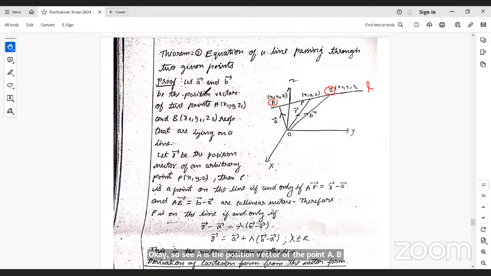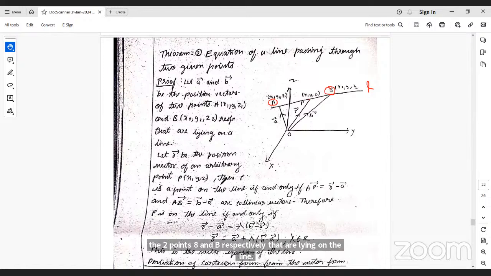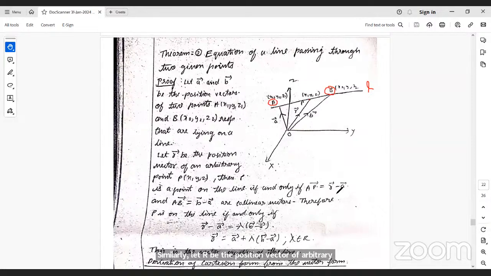So see, same, let a and b be the position vectors of the 2 points a and b respectively that are lying on the line. Similarly, let r be the position vector of arbitrary point p (x, y, z). Then p is a point on the line if and only if, okay, ap is equal to r minus a, okay. See, these 3 points are collinear, okay. So we are writing, ap is equal to r minus a, and ab is equal to b minus a, are collinear vectors, okay.